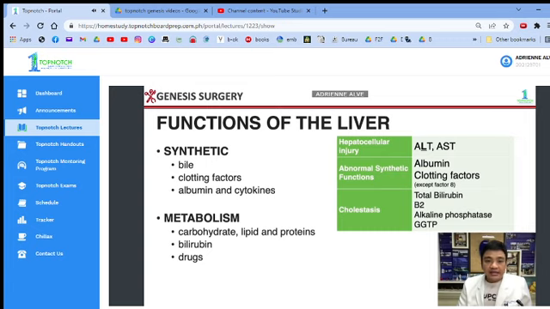And to test for the synthetic functions, as said, liver is responsible for producing albumin. Therefore, kung mababa yung serum albumin ng patient mo, meaning partly the liver is not functioning well or not synthesizing well. And also the clotting factors, okay, are also produced in your liver. That's why you can also test for the PTT of your patient. It's also indicative of the synthetic function of your liver.